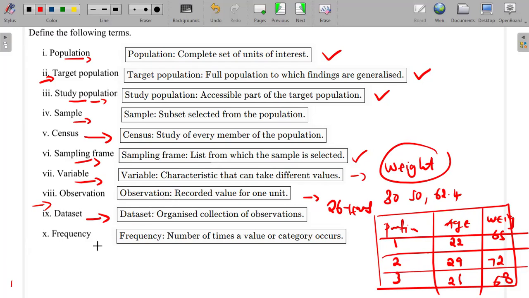Okay, our last definition here is the frequency. So what is a frequency? So frequency is just the number of times a value or a category actually occurs.